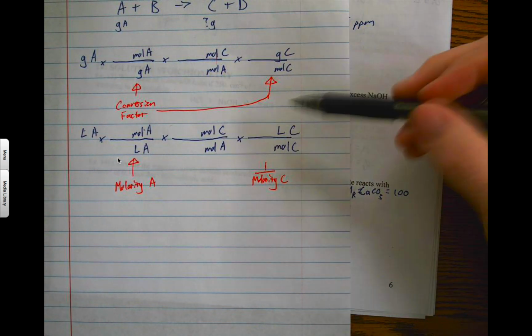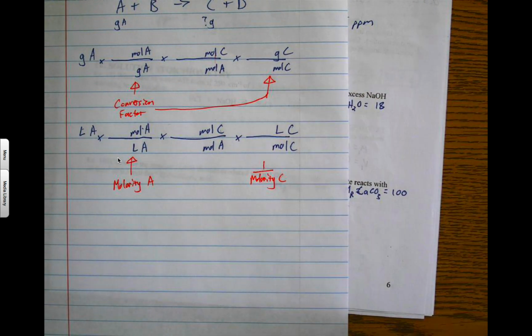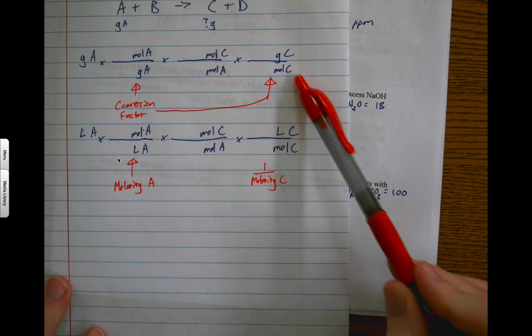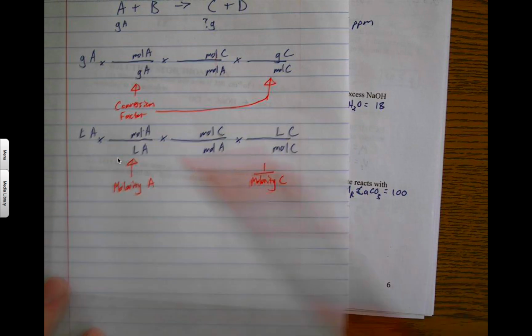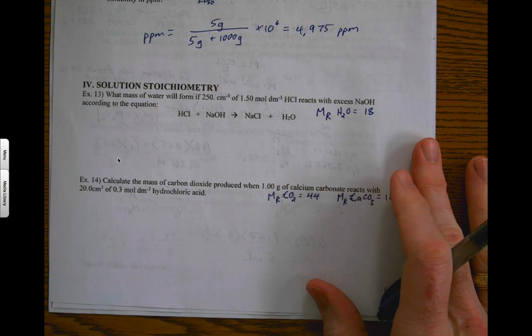So essentially just focus on canceling your units and you'll be fine. That's solution stoichiometry in a nutshell. The same as the mass stoichiometry, except now we're going to use liters. So let's try out just two examples down here.